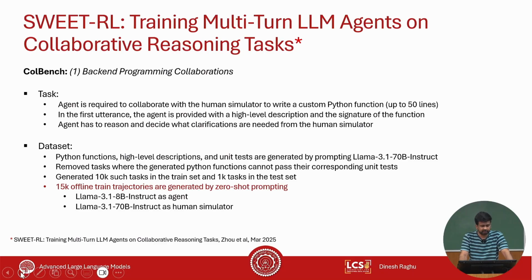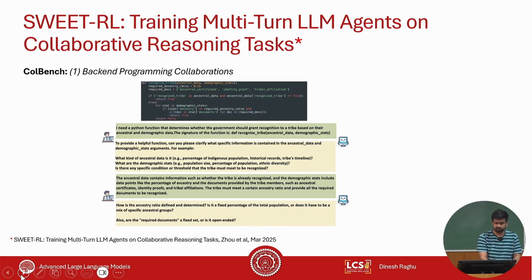So now there is a certain instruction in the model that says that if you use a certain phrase, then I would consider everything following that as the code that I should execute. It's in the instruction, right? So let's look at an example. So this is the code snippet called recognize tribe, which takes ancestral data and demographic stats as input, and this is given to the user simulator, right?